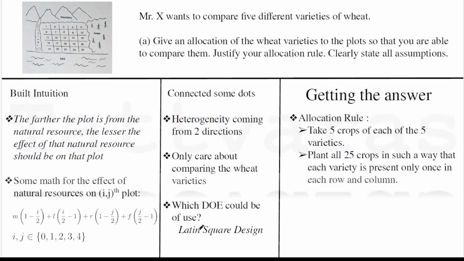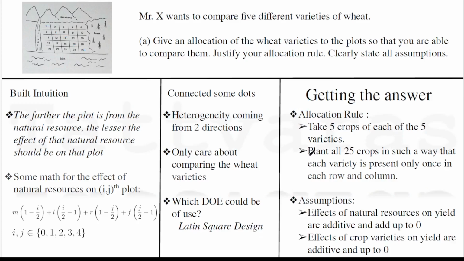So for Latin square design, this is how the allocation would work. Each of the 5 varieties would have 5 crops each, so 5 into 5 is 25. Now for variety 1, arrange the 5 crops in such a way, say something like this, that each row and each column has only one crop of type 1, and similarly fill out the remaining grid accordingly.